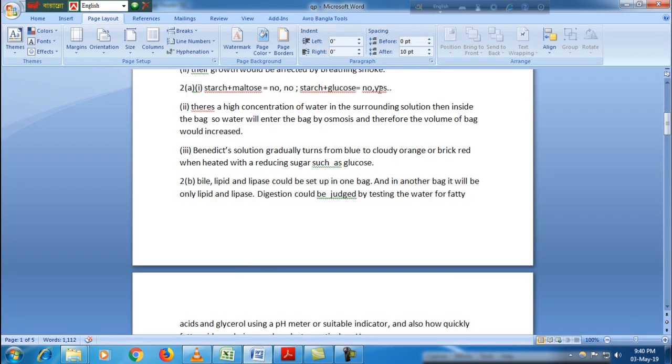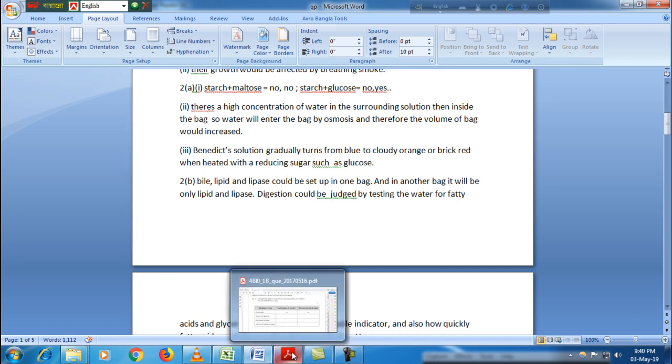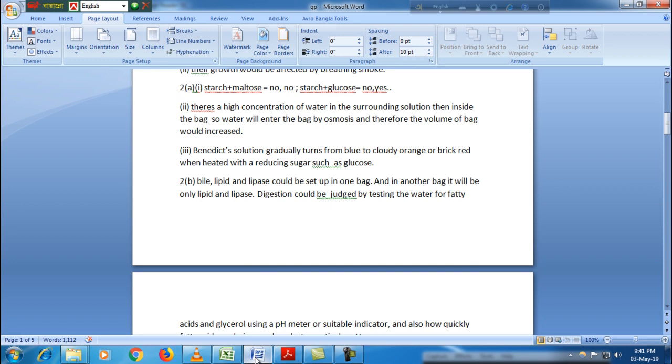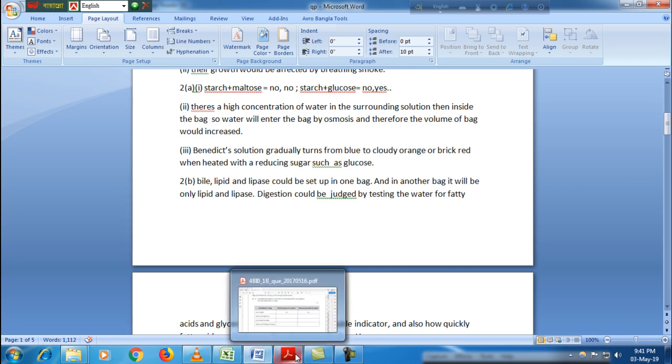The next, starch and boiled amylase. So boiled amylase has no function as it is boiled, the enzyme is already denatured. It cannot break down starch. So in both the columns, in starch present in water it will be no, and in glucose in water it will also be no. So I think the question is clear to you all.